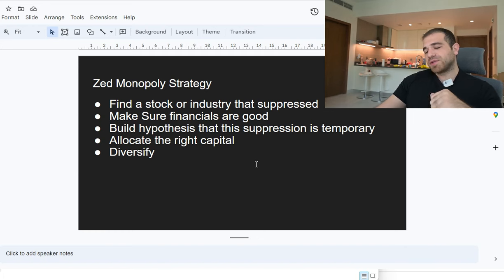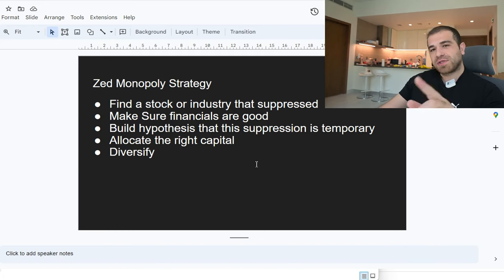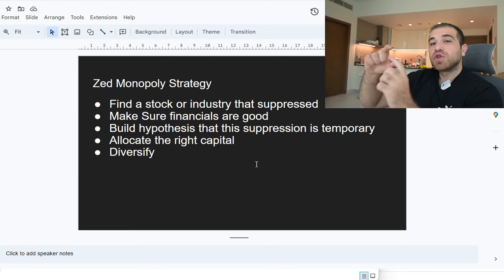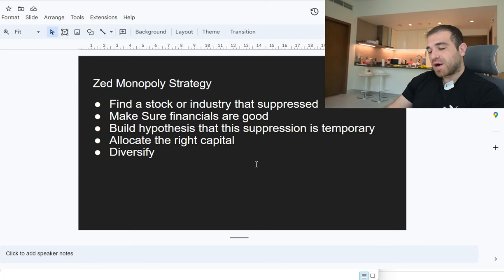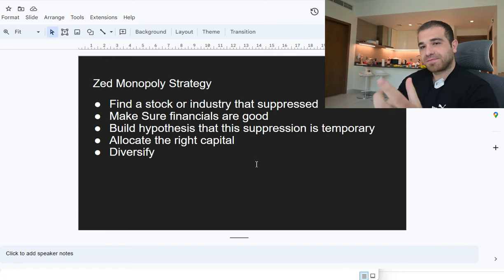So let's get right into it. The Zev Monopoly strategy is simple. Find a stock or industry, and here is the highlight, that is suppressed. Make sure financials are good. Build a hypothesis that this suppression is temporary. Allocate the right capital. Diversify.